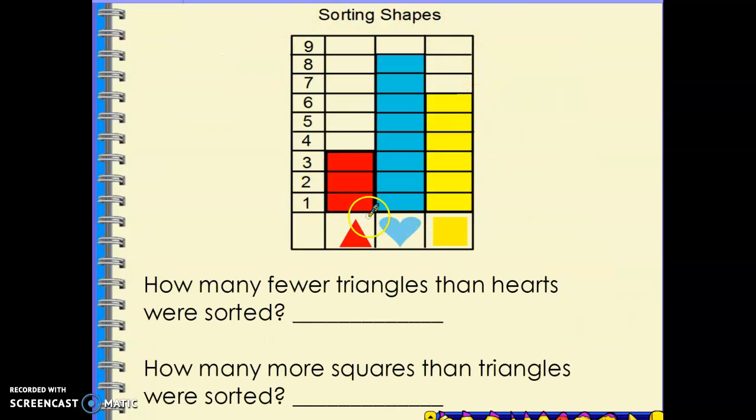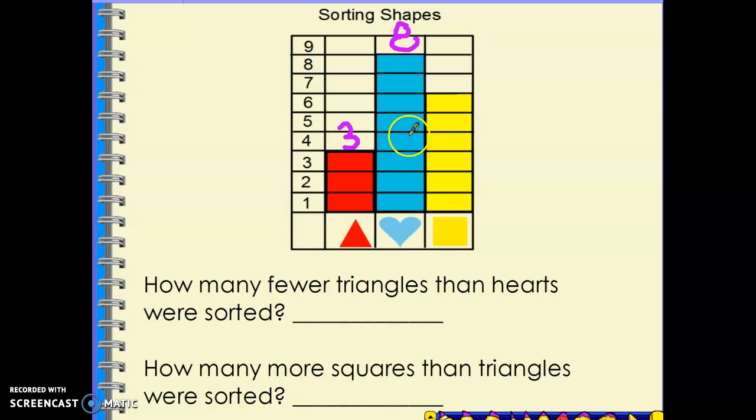Let's take a look at this bar graph. We are sorting our shapes. So we have triangles, we have hearts, and we have squares. How many triangles do we have? 1, 2, 3. We have 3 triangles. How many hearts do we have? We have 8 hearts.